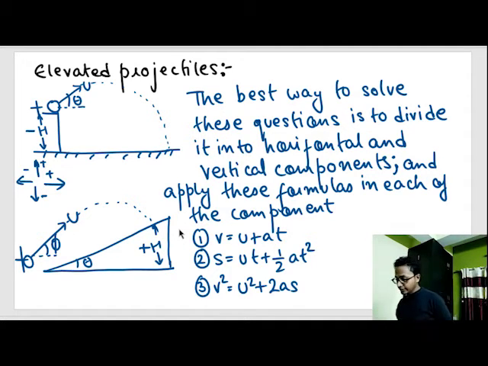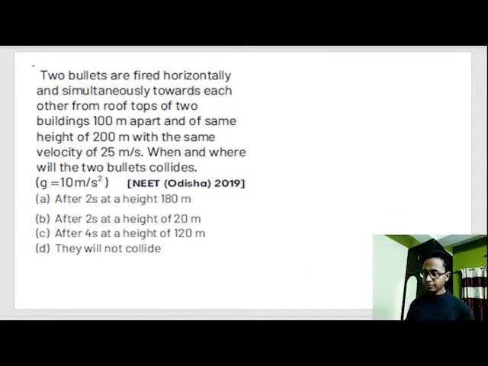Okay, let's start a question. Two bullets are fired horizontally and simultaneously towards each other from rooftops of two buildings 100 meter apart, of the same height of 200 meter, with the same velocity of 25 meter per second. When and where will the two bullets collide? Let's check what's happening out here.